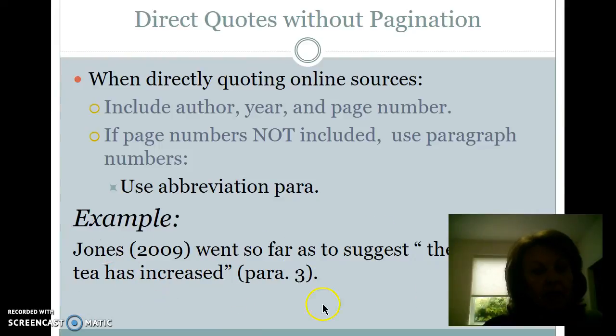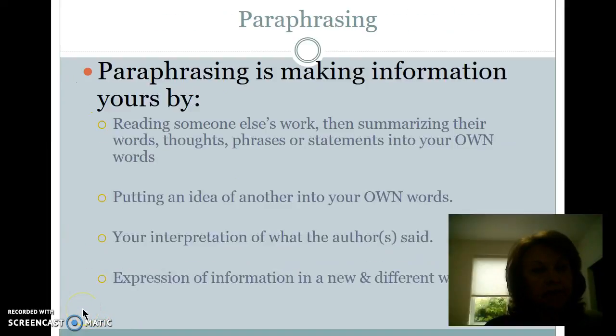And this is an example. Again, the same APA format, the author's last name, the year of the publication, and what Jones did, he suggested word for word, "the price of tea has increased," and this direct quote is found on paragraph 3 of the source cited here.